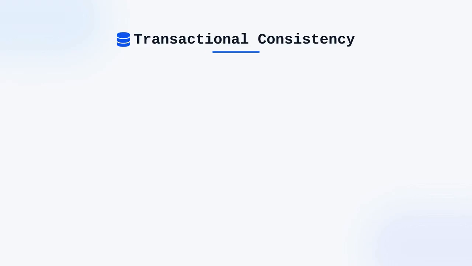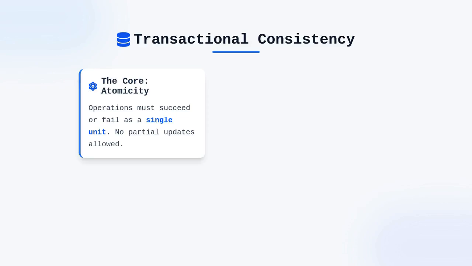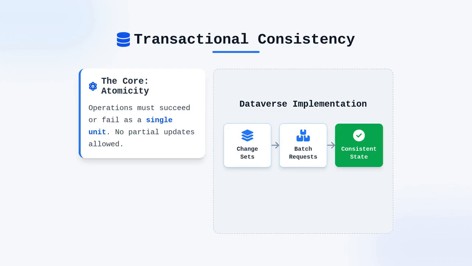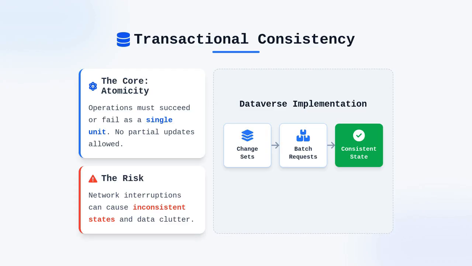Transactional consistency is arguably the most vital concept to master when dealing with multiple related records. If you're updating an account record and simultaneously creating multiple related contact rows, you must ensure that these operations succeed or fail as a single unit. Dataverse supports the execution of batch requests within a transaction via the use of change sets, which prevents half-finished records from cluttering your environment. Without transactional consistency, your automation risks entering an inconsistent state should a network interruption occur mid-flow. Always consider the atomicity of your integration logic when you are dealing with business-critical data that resides across multiple tables.